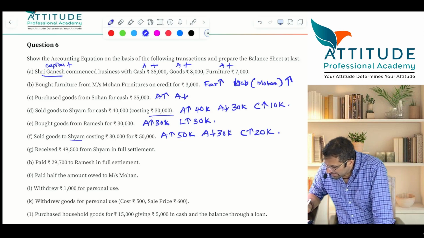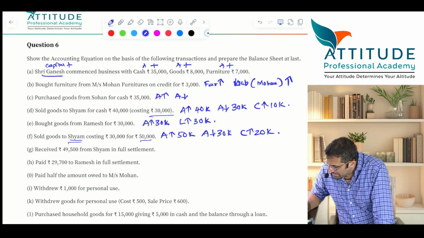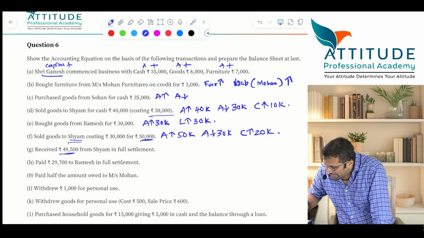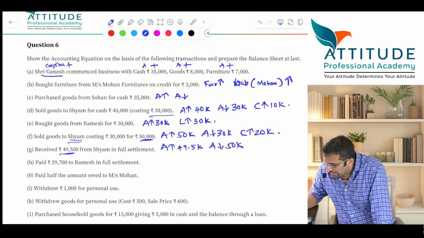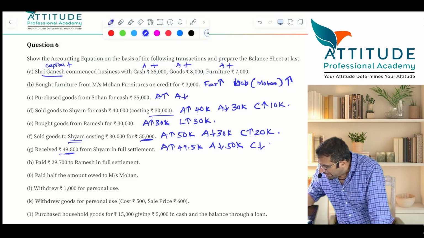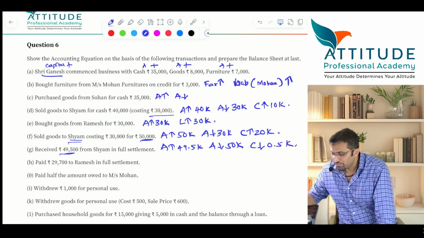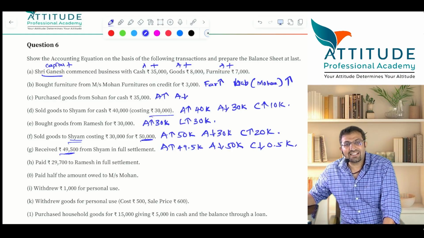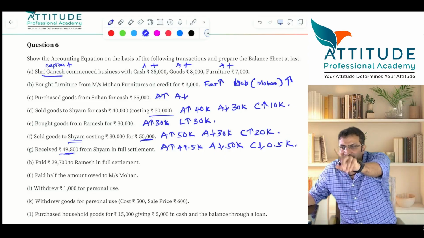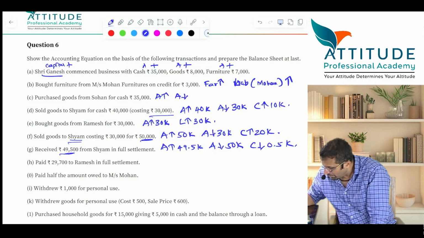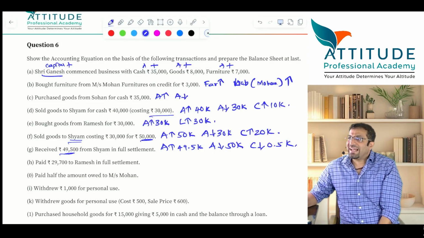Next, received from Sham. Now we have to receive 50,000 from Sham, but you have received 49,500. So asset cash increases by 49.5k, another asset reduces by 50k, and capital reduces by 0.5k as a loss. All of you agree? 500 is an expense, capital reduces. Is that clear? Understood?